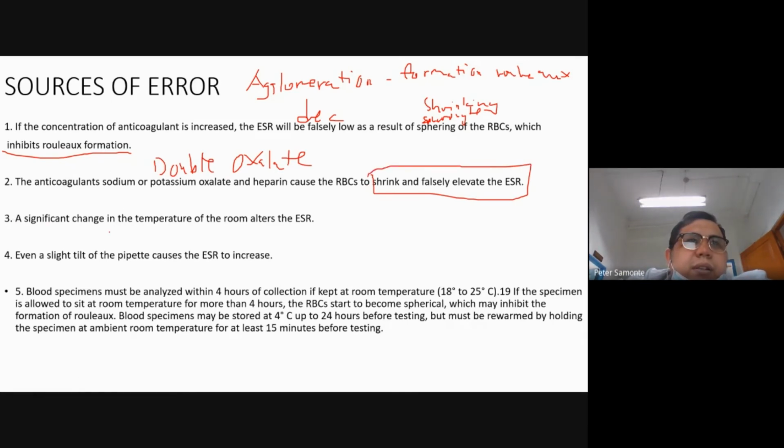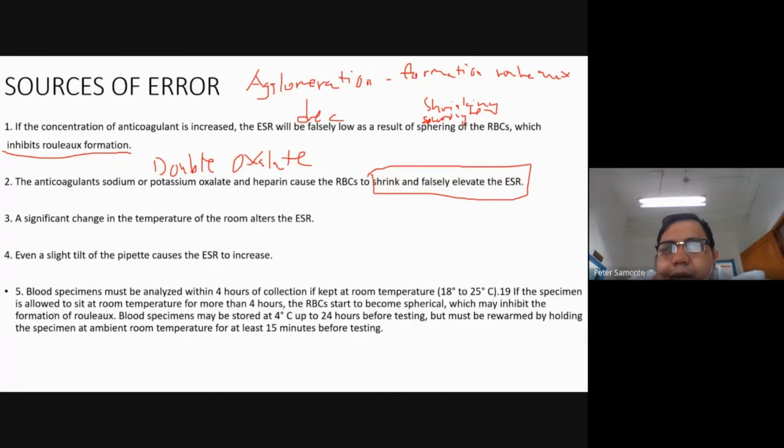Then a significant change in the temperature of the room can alter the ESR. Even a slight tilt of the pipette can cause your ESR to increase as well. Now, blood specimens must be analyzed within 4 hours of collection. So dito 4 hours, sa ibang book 6 hours, if it is kept at room temperature.